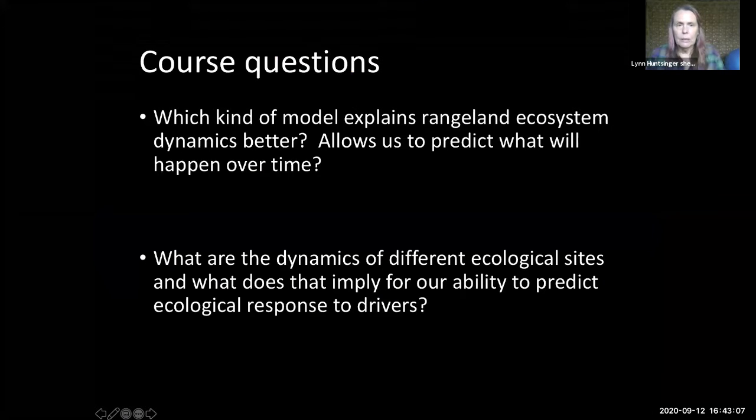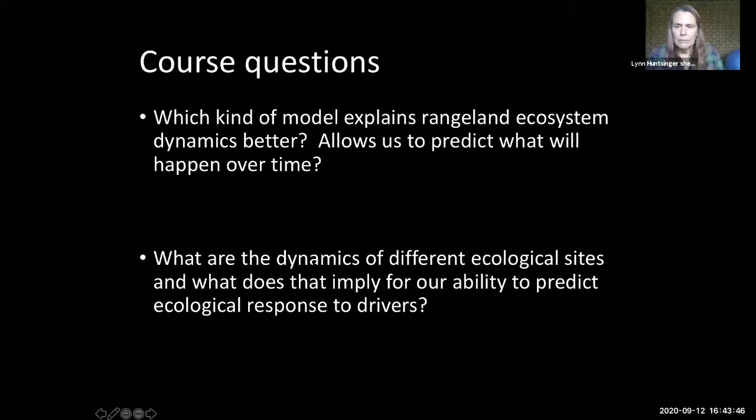So here's a couple important questions for the course. Which kind of model, equilibrium or non-equilibrium, explains rangeland ecosystem dynamics better and allows us to predict what will happen over time? Well, we know that it is variable in any spot. There are still some equilibrium type models that might fit specific spots where there's a consistent source of water, like along a stream, and other spots where it doesn't, upland, dry range, no.